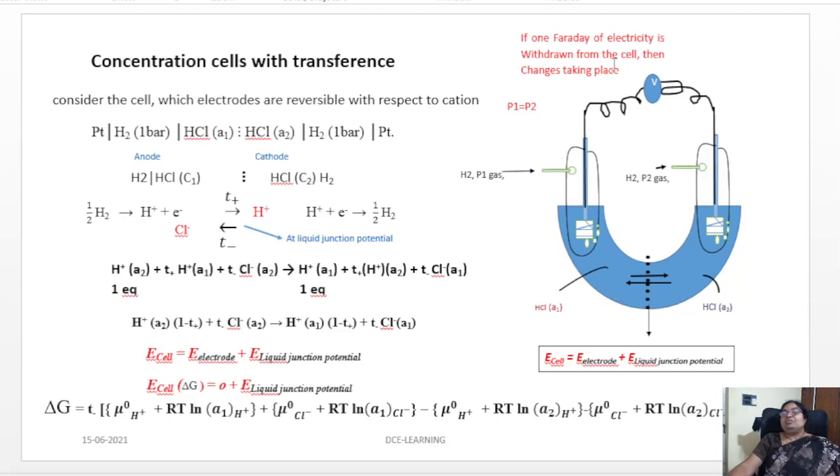If 1 faraday of electricity is withdrawn from that cell, then the energy changes, that is the EMF changes, take place here.